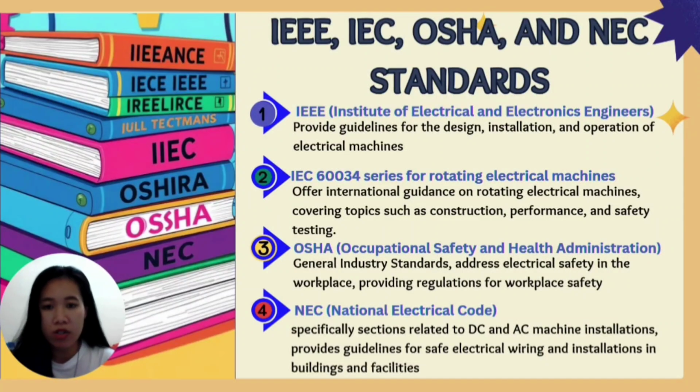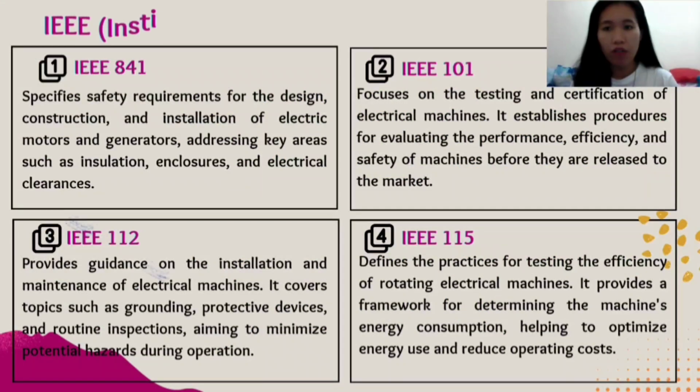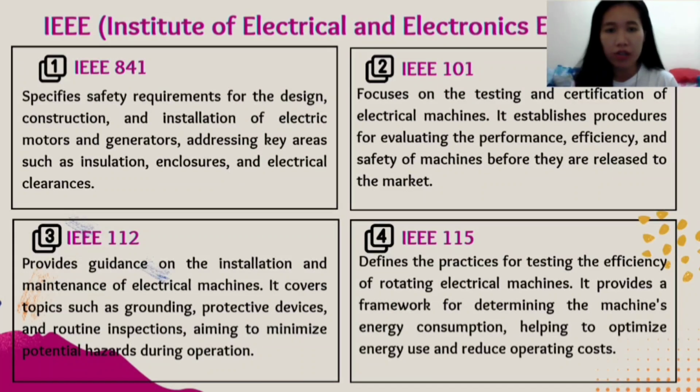And number three is OSHA. Its general industry standards address electrical safety in the workplace, providing regulations for workplace safety. And number four is NEC, which is the National Electrical Code. It has specific sections related to DC and AC machine installation, and provides guidelines for safe electrical wiring and installation in buildings and facilities.